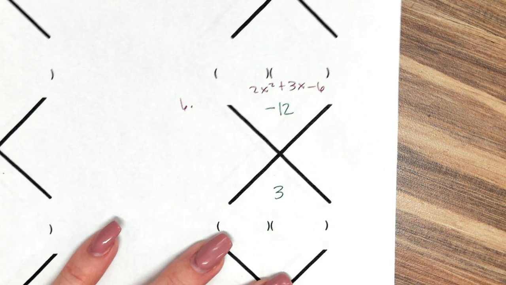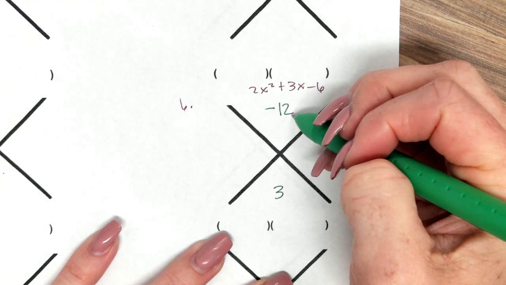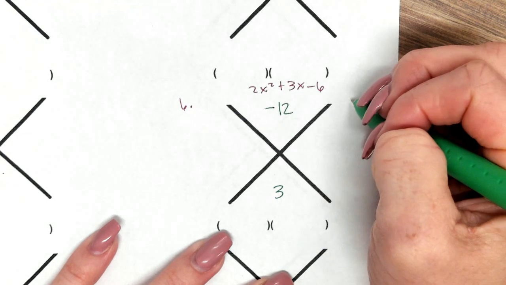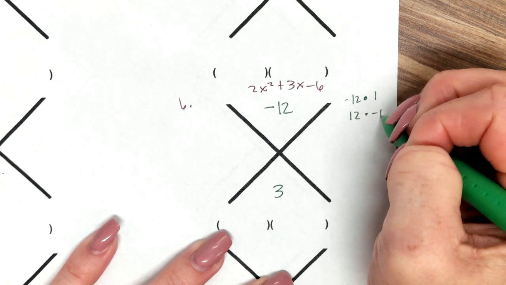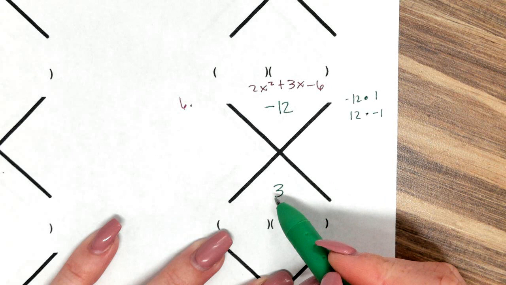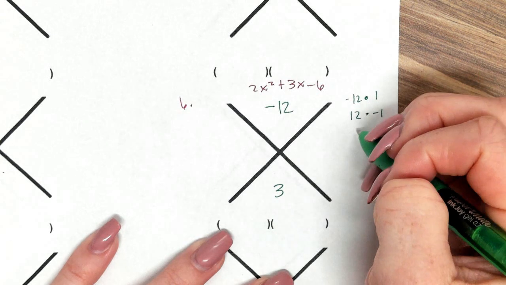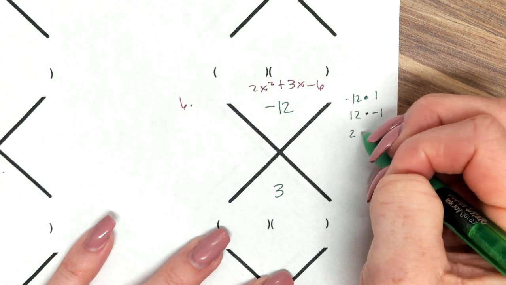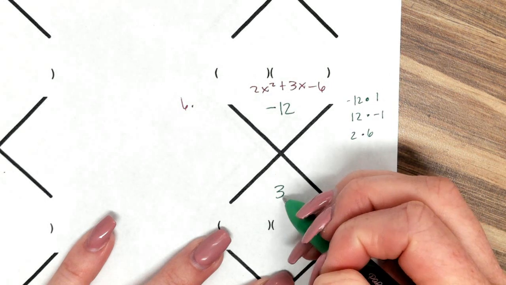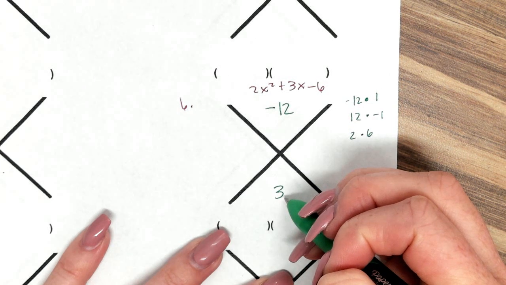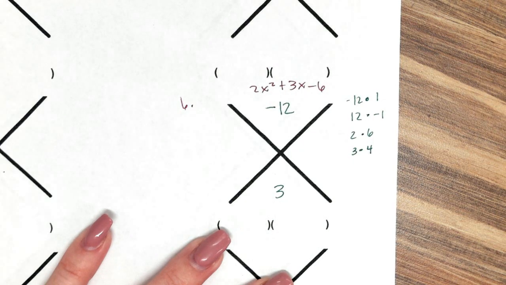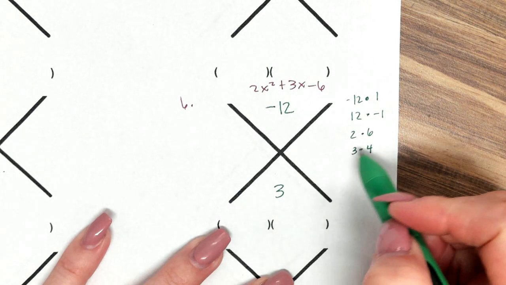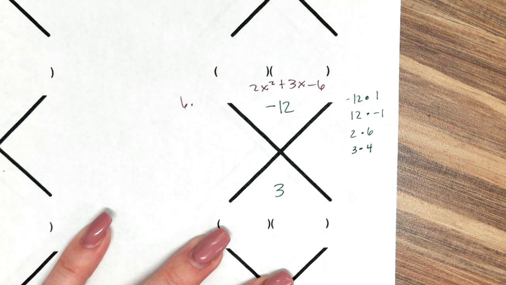Okay, so let's look at our factors over here. So negative 12 times 1 or 12 times negative 1. Will that ever give me a 3? No. All right, 2 times 6. It doesn't matter where I put the negative, it's never going to give me a 3. Are y'all with me? 3 times 4. Will those ever, no matter where I put a negative, give me a 3? Are there any other factors of 12?